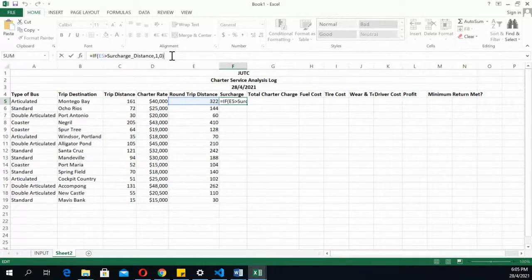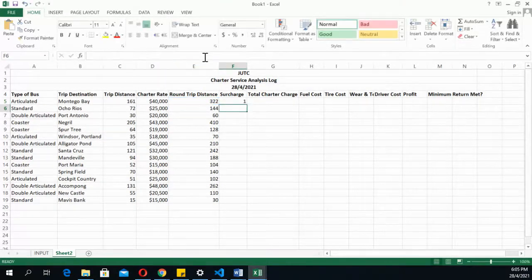No, sir. So it's just a placeholder for now. So again, I just try to simplify everything. My ultimate goal right now is just to determine whether or not we're charging this surcharge, whether the surcharge should be applied. If it should be applied, just put a 1. If not, put a 0.